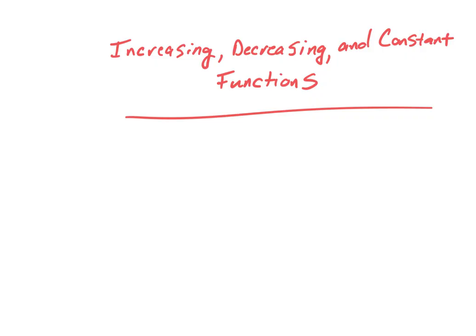Increasing means the graph is going up. Maybe it's going up as a line, maybe it's curving up, but it's going up as it moves to the right. Decreasing means it's going down as it moves to the right. Constant means it's going to be flat as it goes across from left to right. So I'm going to show you an example of each one here.